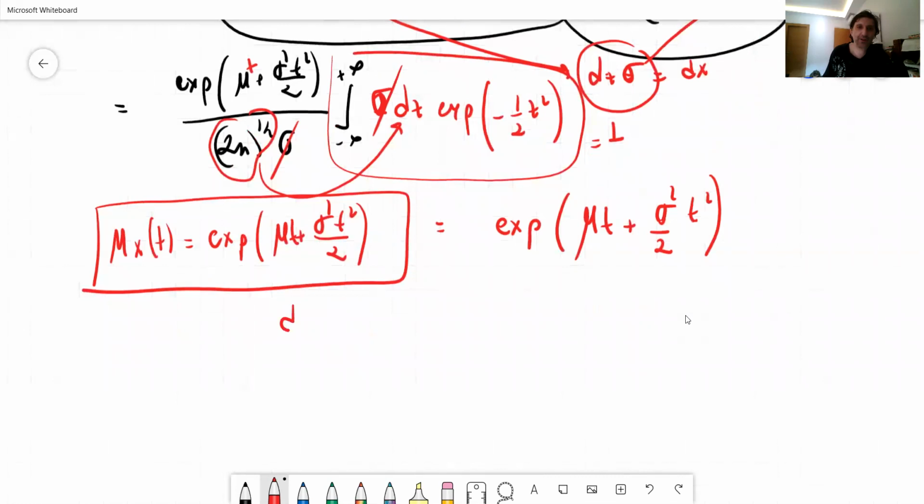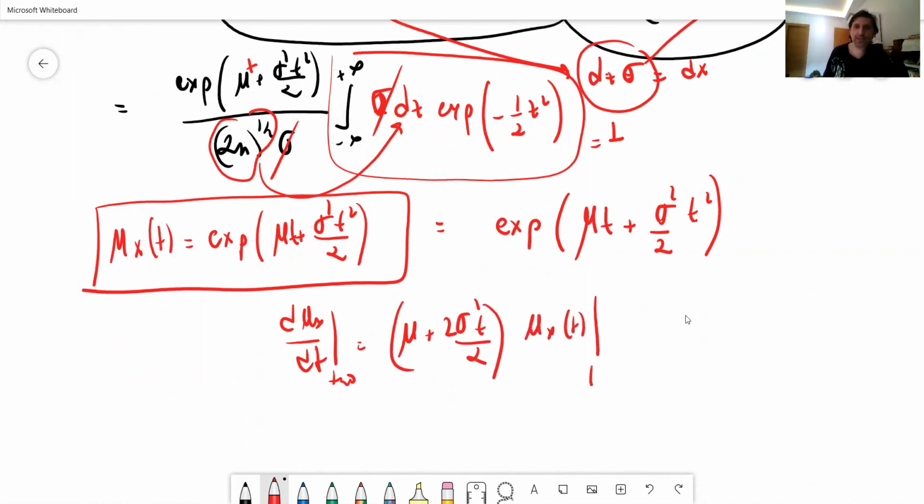Now, if I take the first derivative of this moment generating function at t equal to 0, note that it's going to be equal to mu plus 2 sigma square t over 2, times this exponential, the moment generating function itself. These are evaluated at 0. Now, when we evaluate this at 0, the exponential of 0 is going to be 1, and there's another 0 here. So we have found this to be equal to mu.